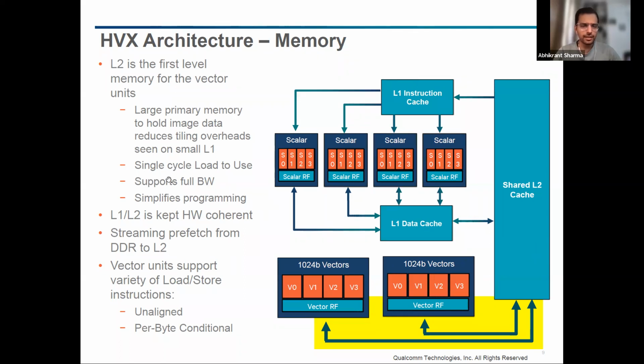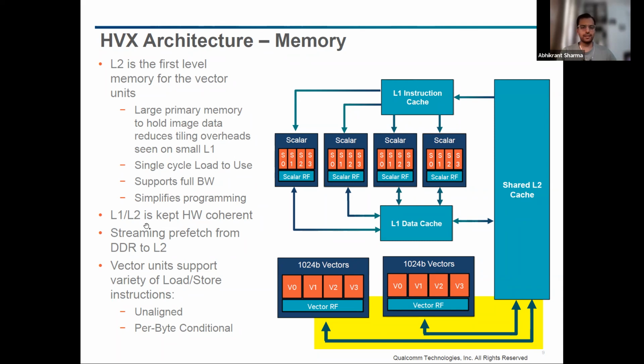And I think there is a single cycle load to use mechanism, which basically means that in an ideal scenario, where there are no stalls or latency involved in getting the data from the memory to the L2 cache, the processing will happen in a single cycle, in a real-time use case. And they support the full bandwidth of the processor, which is the Hexagon DSP. Whatever bandwidth is supported by the DSP data cache, the same bus bandwidth is supported by the shared L2 cache as well.